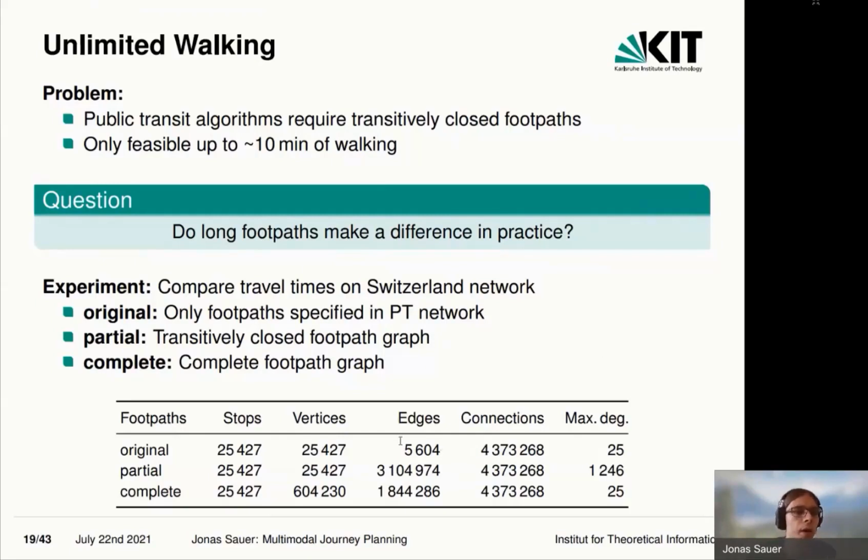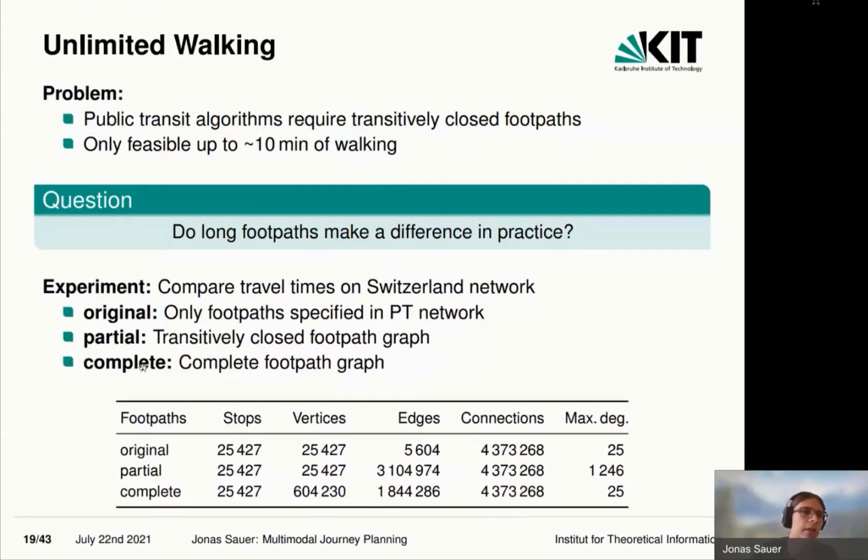So very few footpaths. Then we have the partial configuration, which includes a transitively closed footpath graph with, I think on Switzerland, about 8 minutes of walking. So we connected all stops that were less than 8 minutes apart, and then we built the transitive closure of that, and that gave us about 3 million edges.